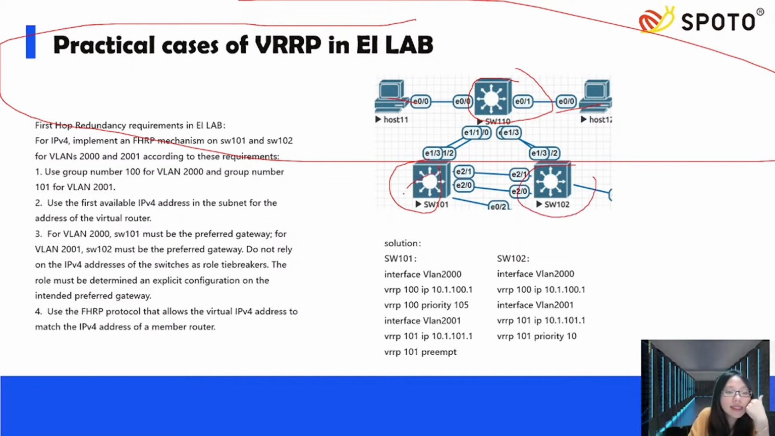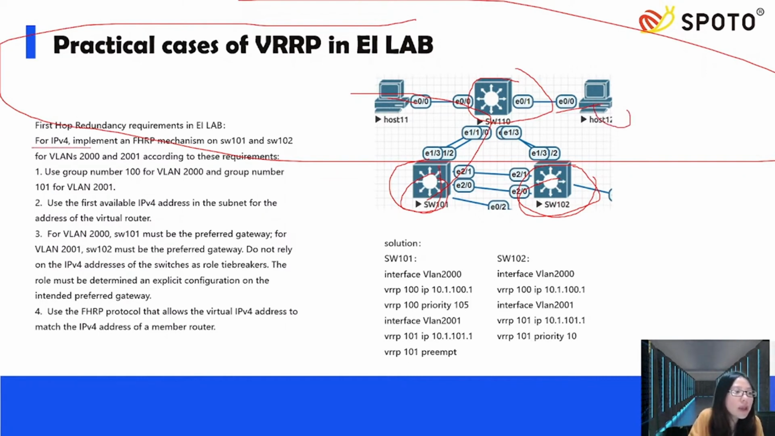Switch 101 is the gateway of host 11, and switch 102 is the gateway of host 12. Okay, so let's see the requirement first.